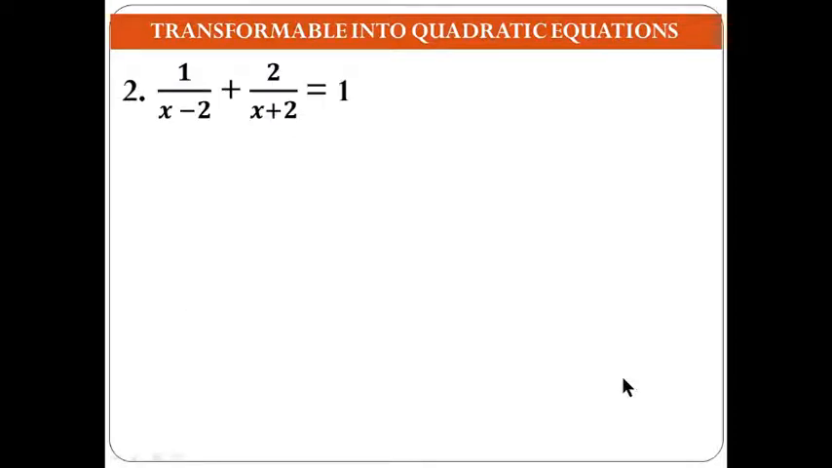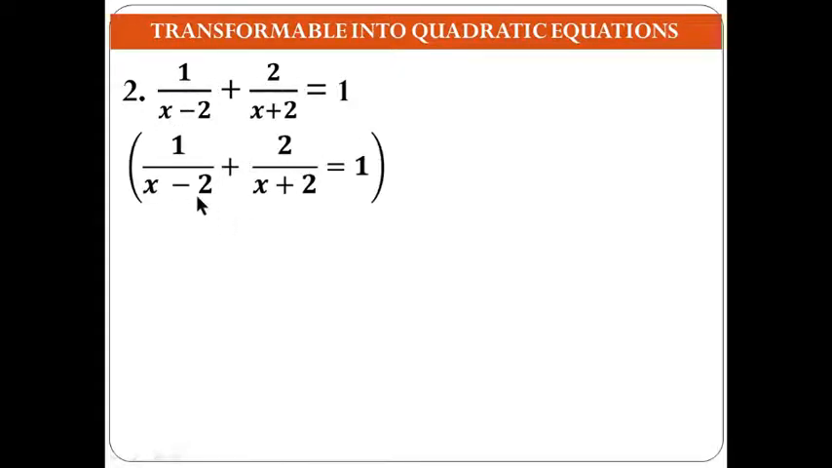Next, so we have 1 over x minus 2 plus 2 over x plus 2 is equal to 1. So, yung ating 1, ang denominator niyan ay 1. So, ang LCD natin dito, so x minus 2, then x plus 2. So, next is divide and multiply.